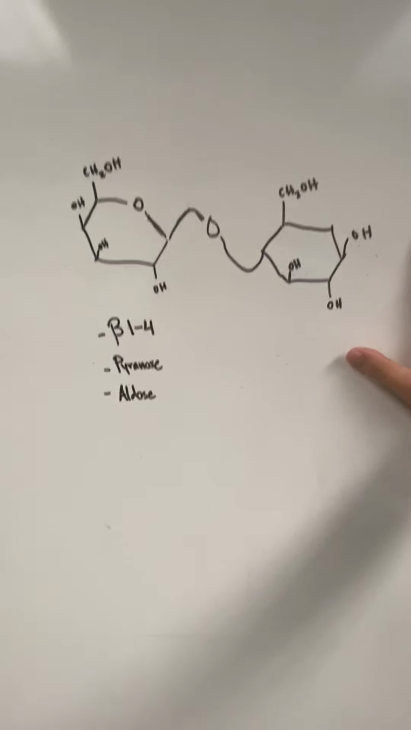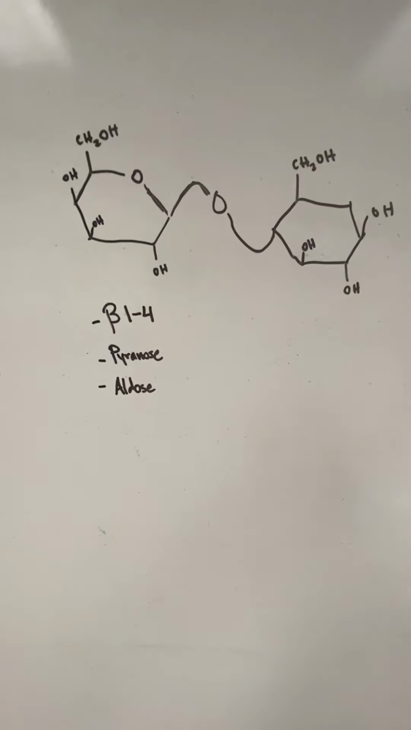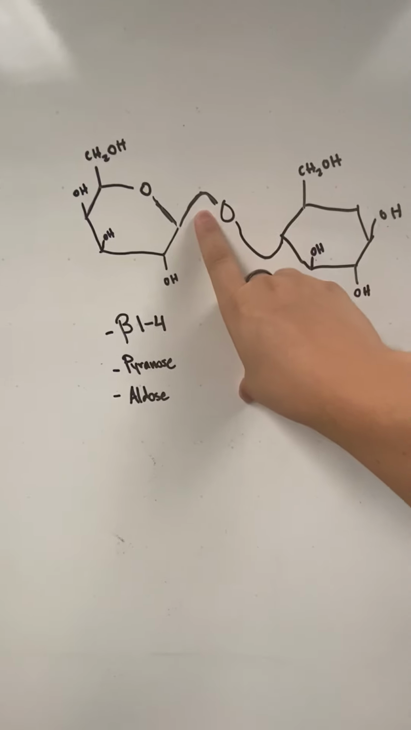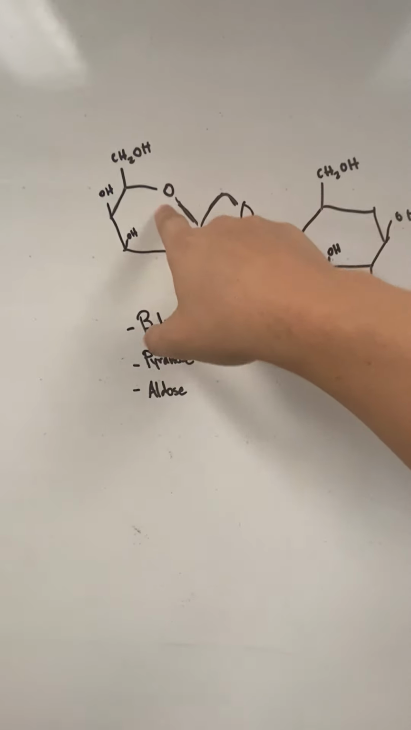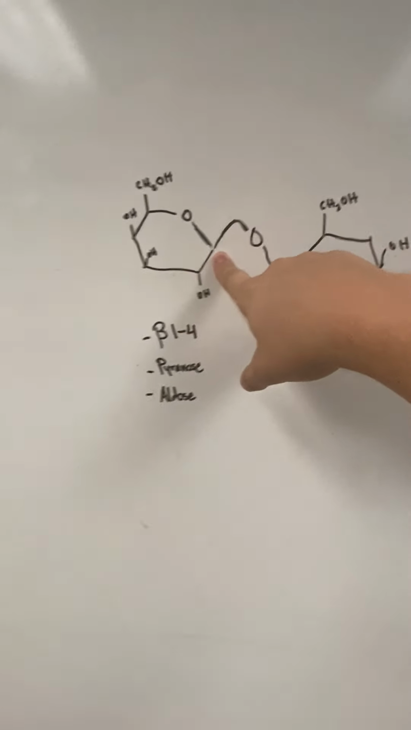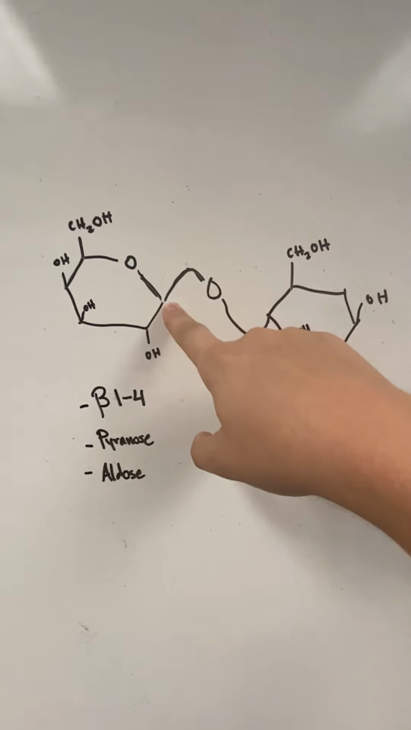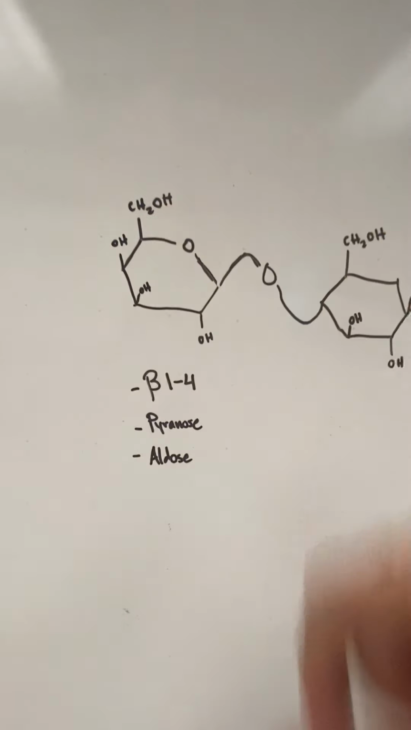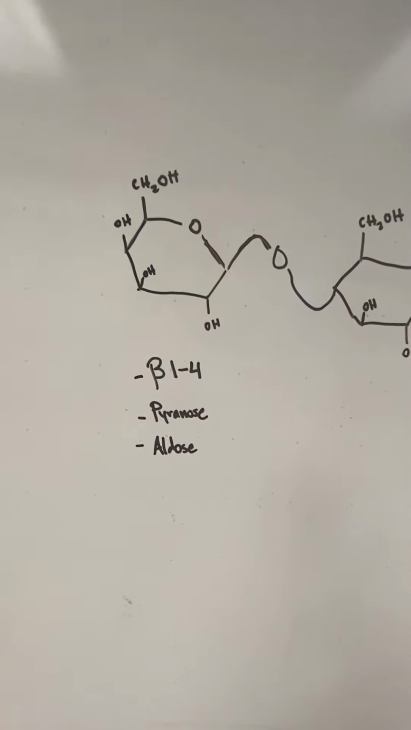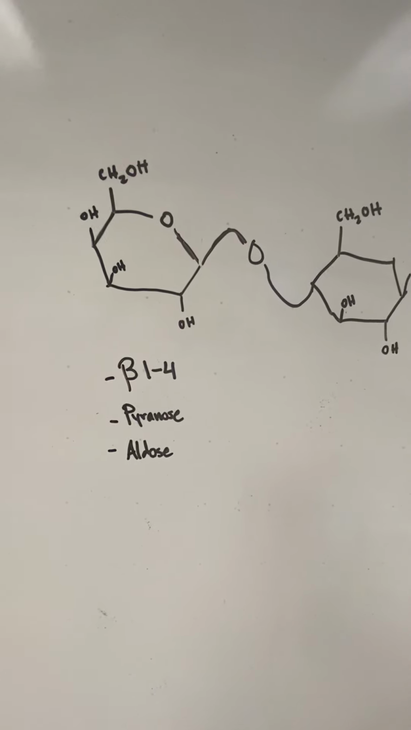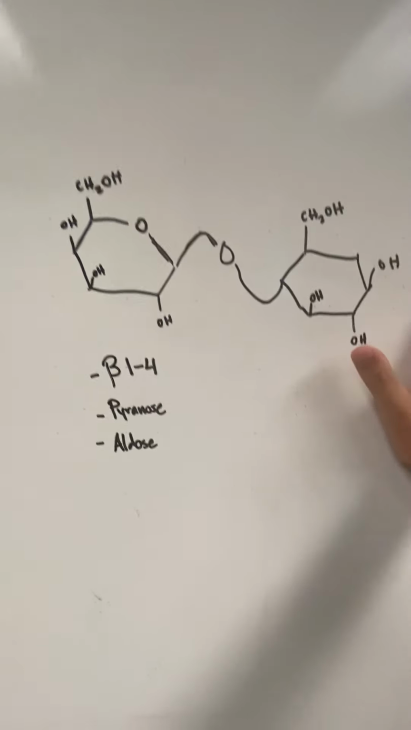But let's talk about this beta one. So this guy's pointed up. So, excuse me, anomeric carbon is this guy between the two oxygens. It's pointed up. This guy's pointed up. So that means that it's beta. Both of them are on the same side.